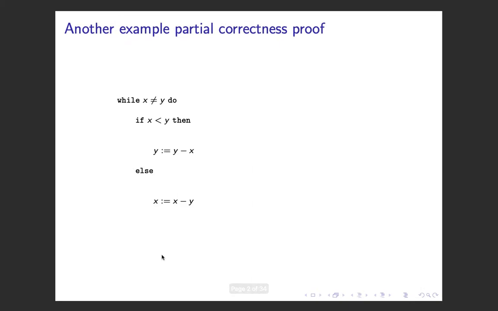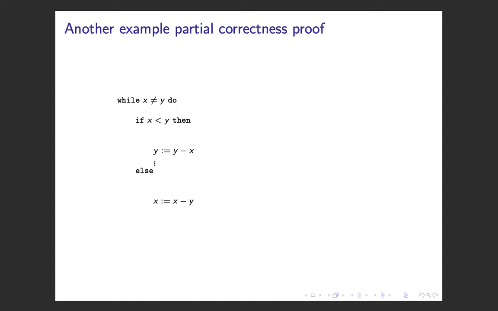So I want to do another example tableau proof on this little program. We've got a while loop. While x is not equal to y, and we're assuming here that x and y are integers greater than 0, if x is less than y, then we subtract x from y, and otherwise we subtract y from x. And we keep on doing that until x and y become equal.